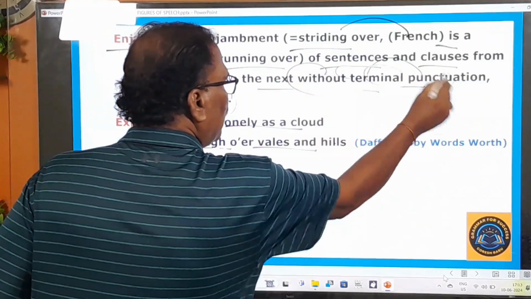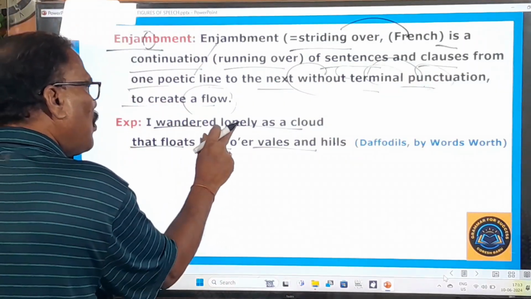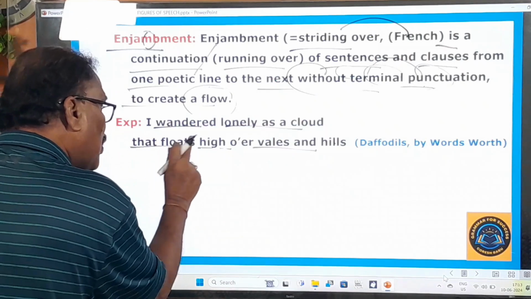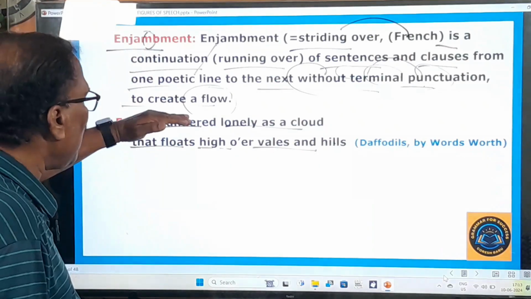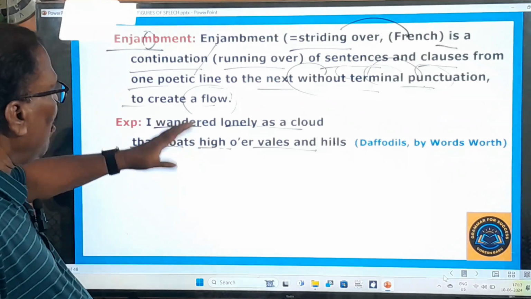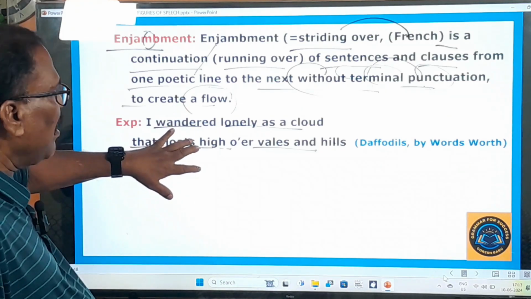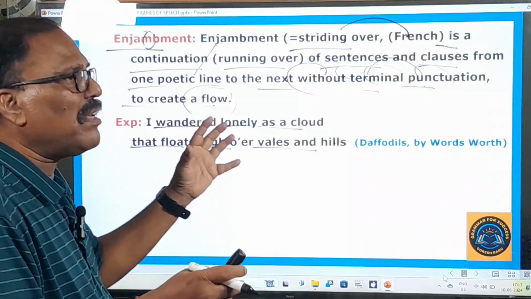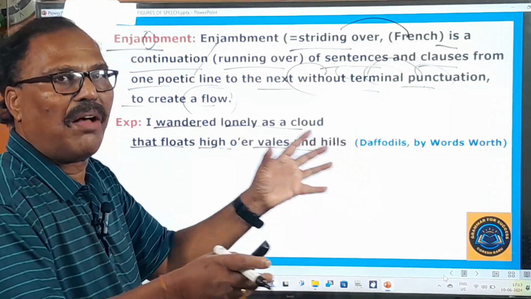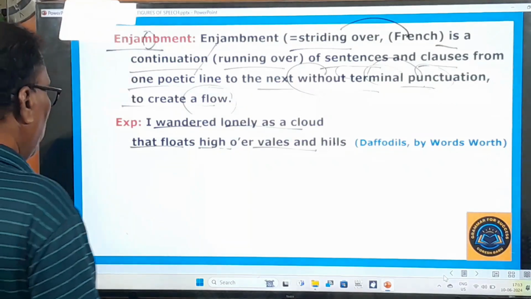Okay, this is there without terminal punctuation. "I wandered lonely as a cloud that floats high over vales and hills." Here this line is flowing into the next line. This lends some kind of beauty, and it creates a beautiful flow of the poem, right? And one more example is given.